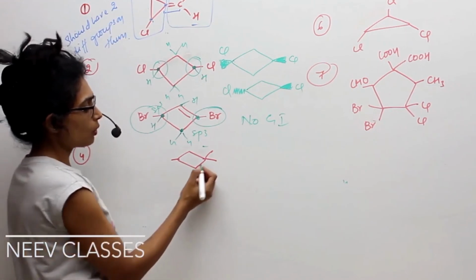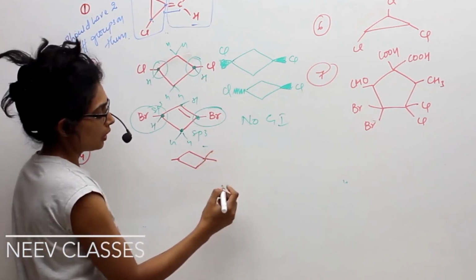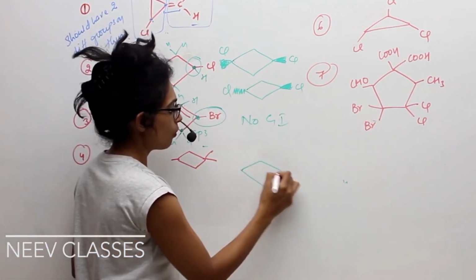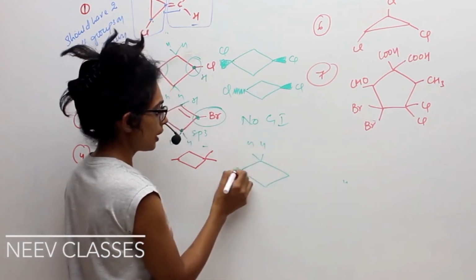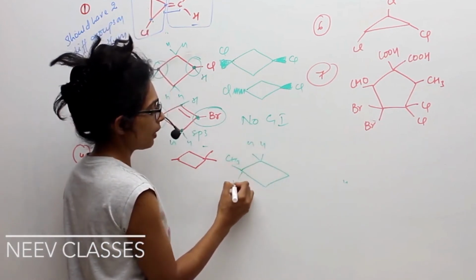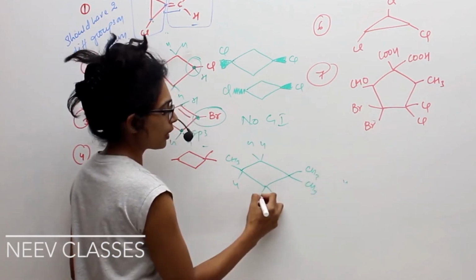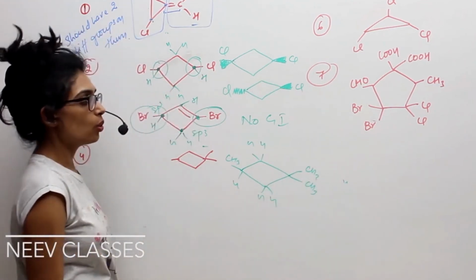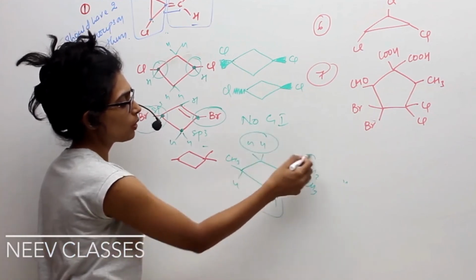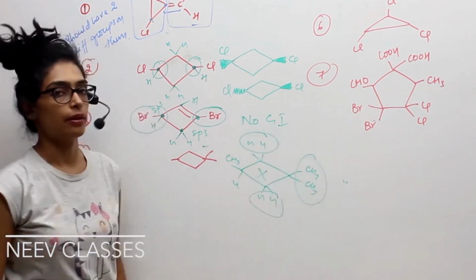Okay. Now come to the next one. In this, what all we have? Two hydrogens here. Here one CH3, one hydrogen. Here two CH3s. And here two hydrogens. Can this compound show GI? No. Two same groups here, two same groups here, two same groups here. It will not show GI.